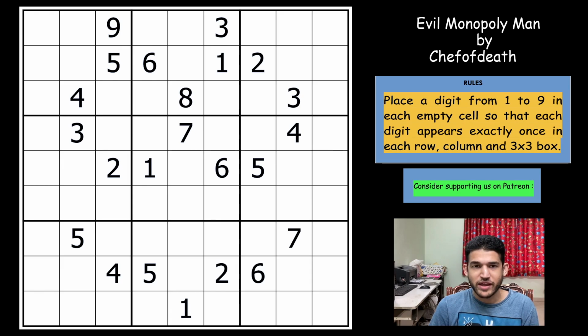I'm Kishore and today I'm here to solve a classic Sudoku titled Evil Monopoly Man created by the Chefofdeath. This Sudoku was spotted by me on the Discord server and I thought of giving it a try. I also read the comment by the author. The author had apparently tried to incorporate a lot of classic Sudoku techniques in this one, and I think it should be an interesting solve.